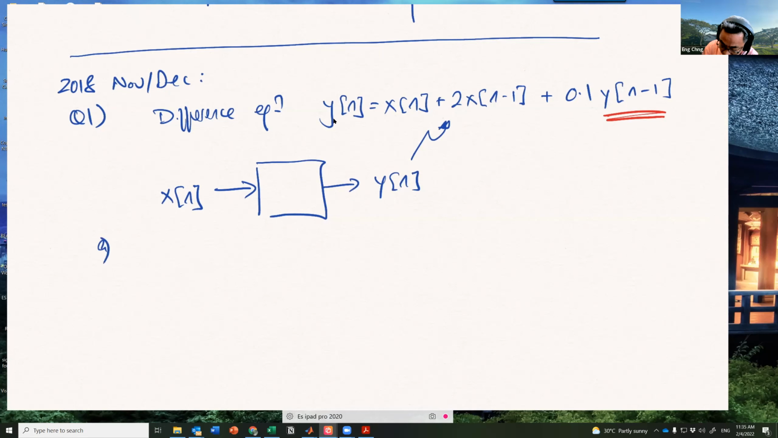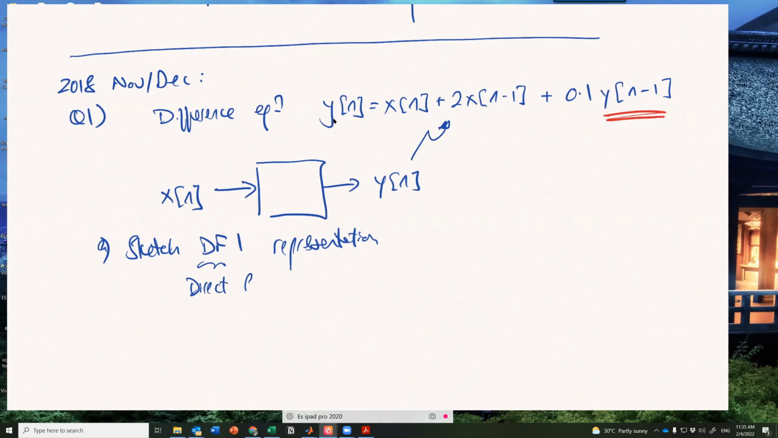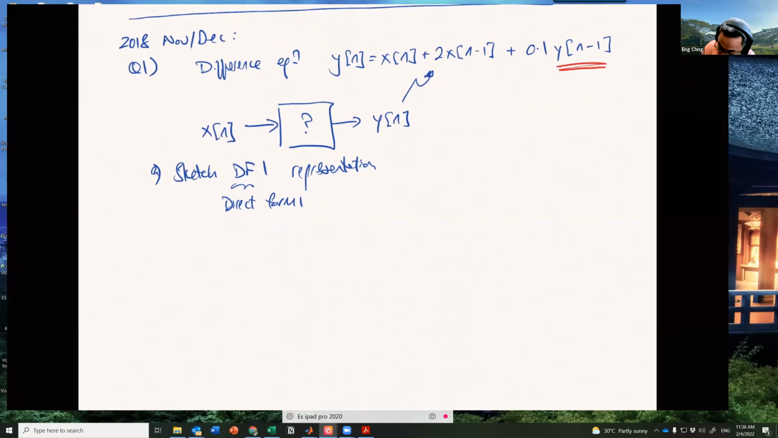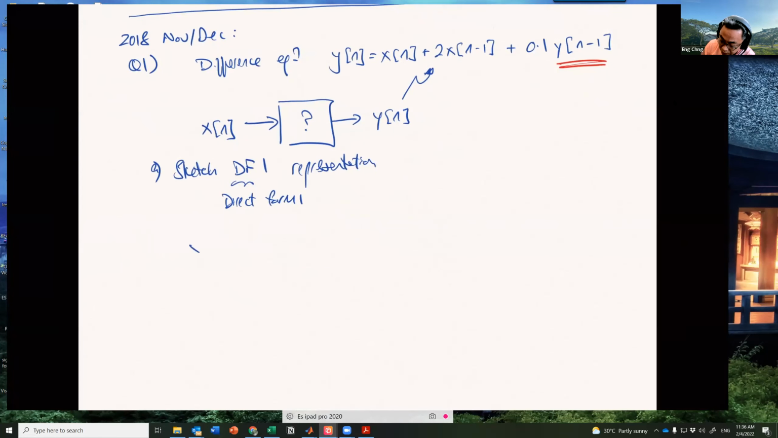The first question asks, sketch the DF1 representation. DF1 means the direct form 1 representation. So what is this little box here? This little box is exactly the equation over here. Let us now try to draw the little box. The first is, of course, x of n on the left-hand side and y of n on the right-hand side. If you see the equation, y of n equals x of n, and so on.